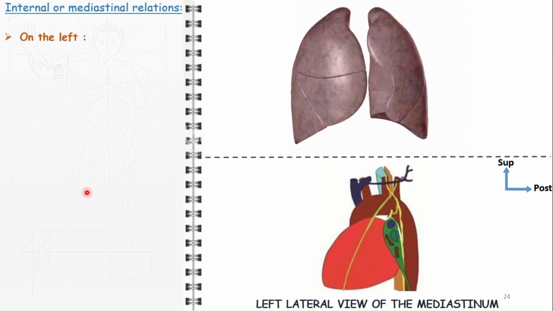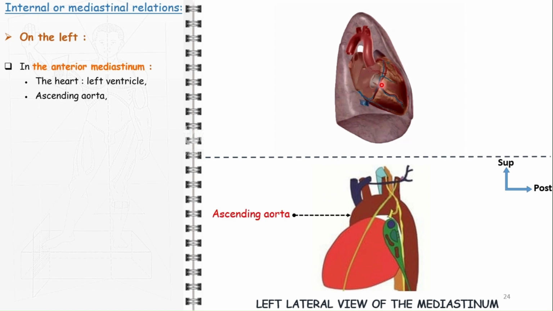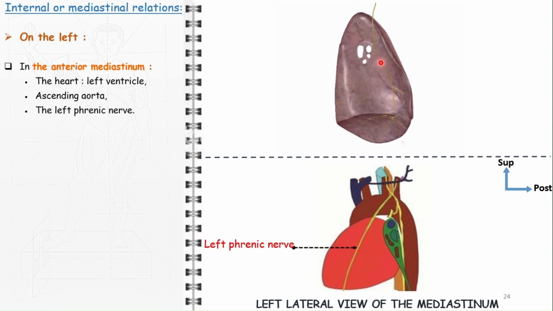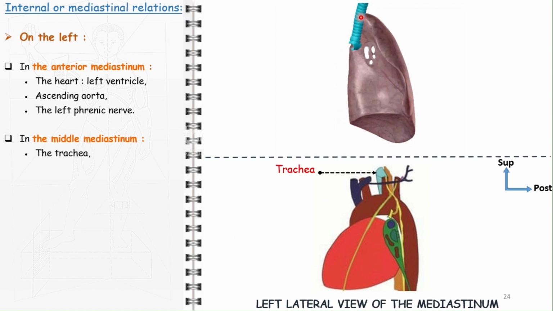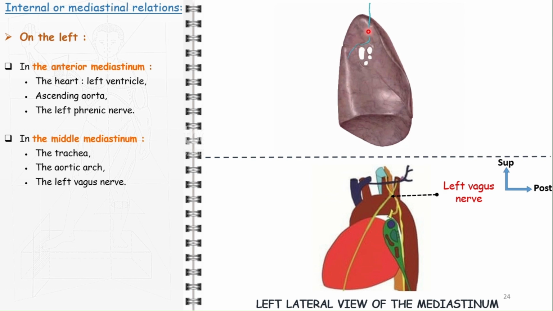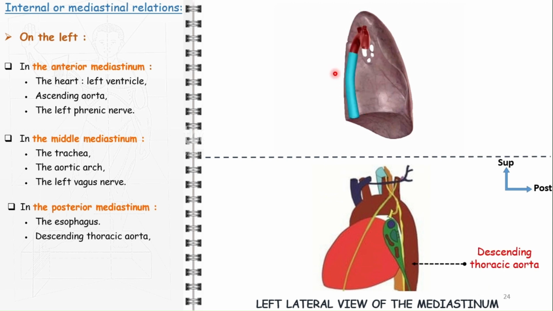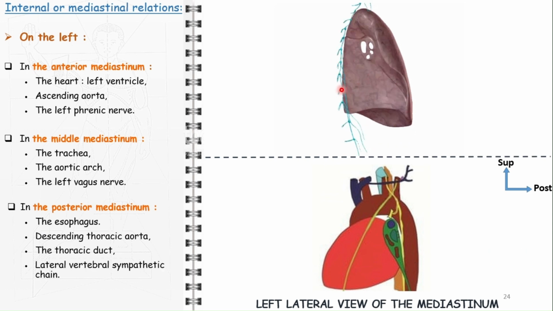On the left, the components of the anterior mediastinum, from bottom to top: the heart, via the left ventricle, the ascending aorta, and the left phrenic nerve. It is also in relation with the components of the middle mediastinum, above the hilum, with the trachea, the aortic arch, and the left vagus nerve, and the components of the posterior mediastinum, with the esophagus, the descending thoracic aorta, the thoracic duct, and the lateral vertebral sympathetic chain.